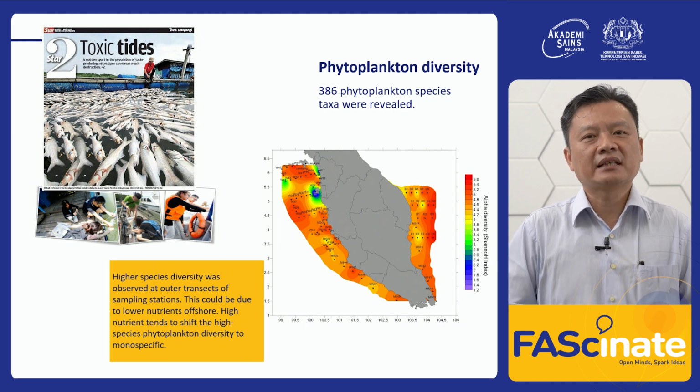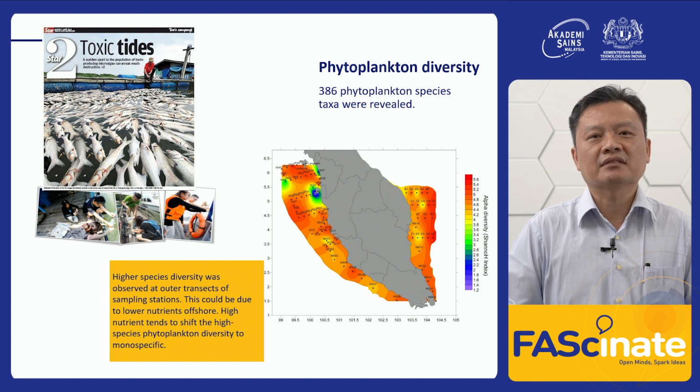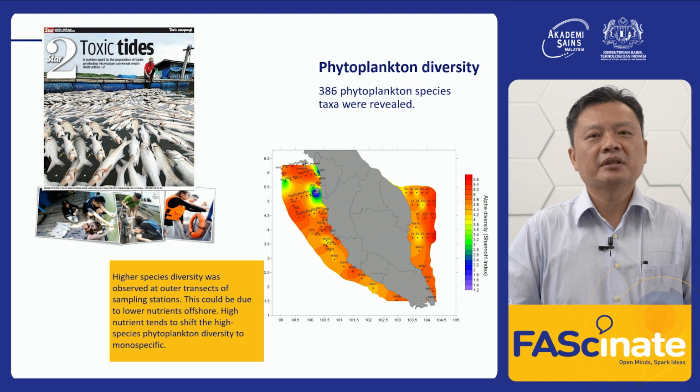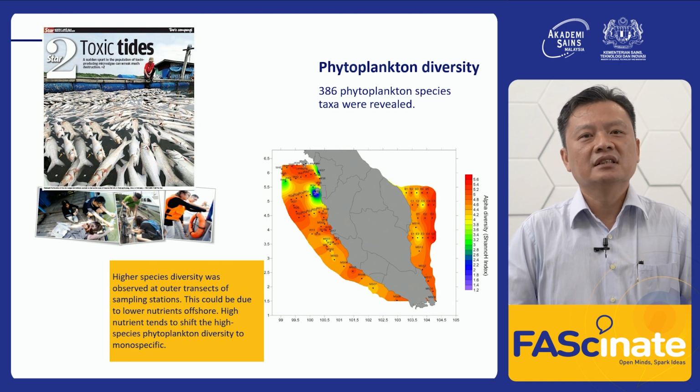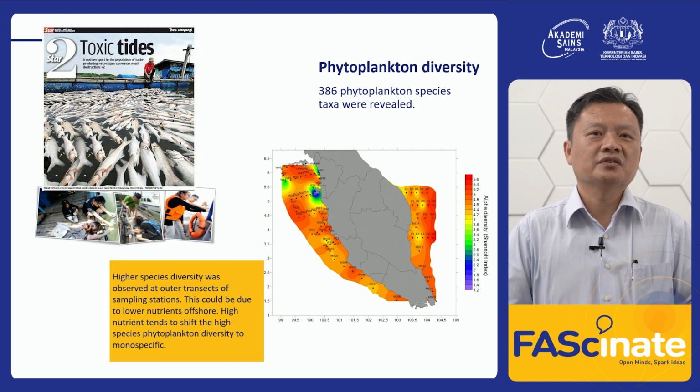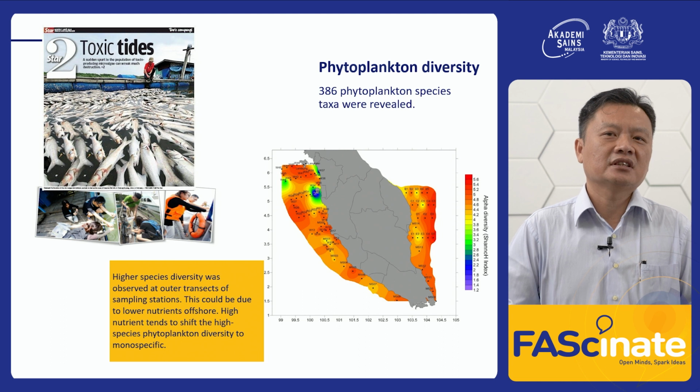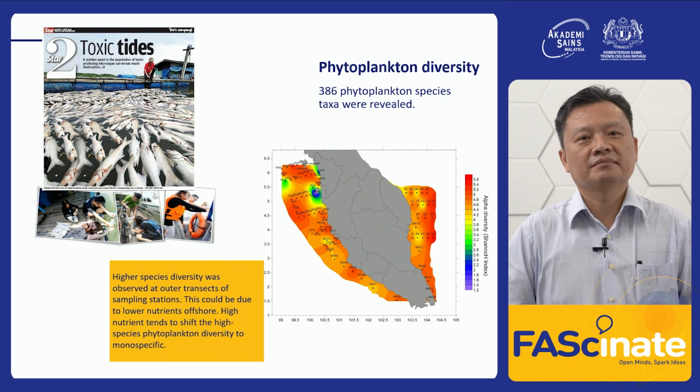For example, the massive fish mortality in Johor in 2014 and 15. Our aquaculture, as I mentioned earlier, suffered severe damage with 600 tons of fish killed in a single event. Is there anything we can do to detect the presence of these harmful algae species in our coastal water?